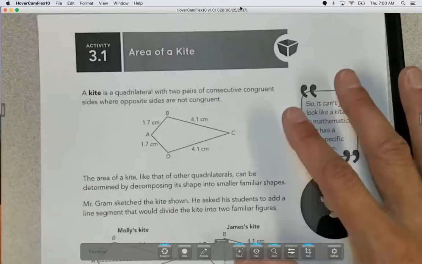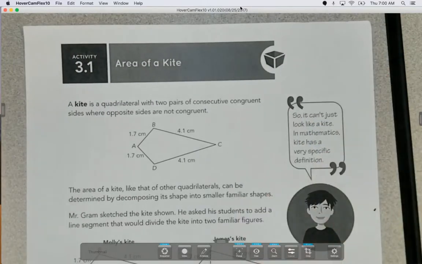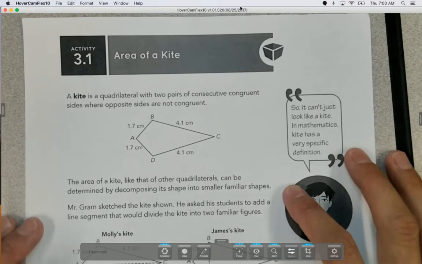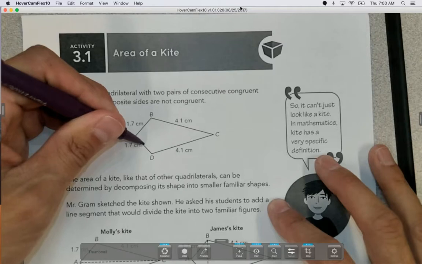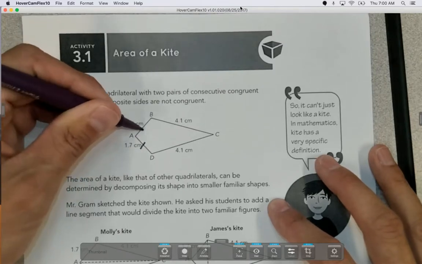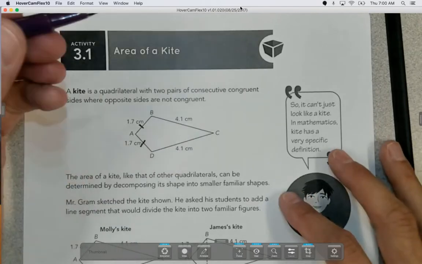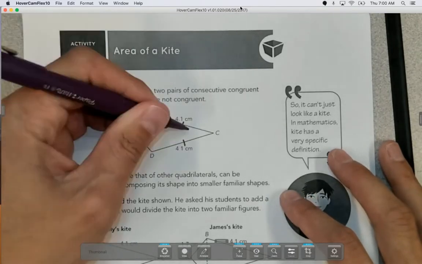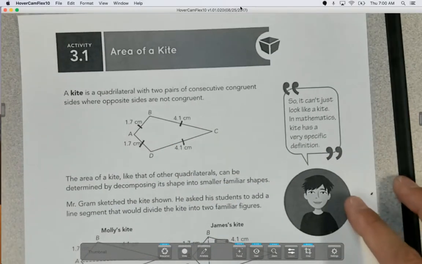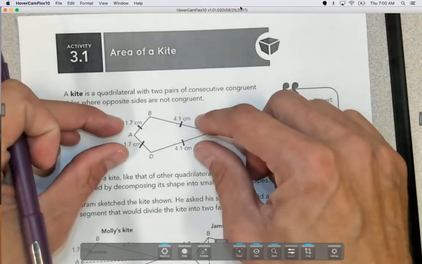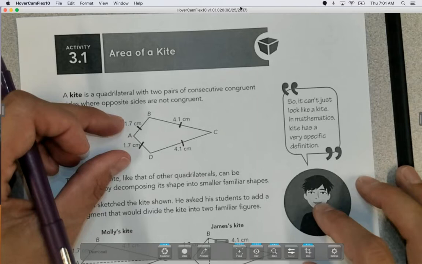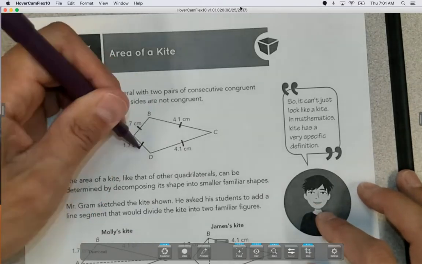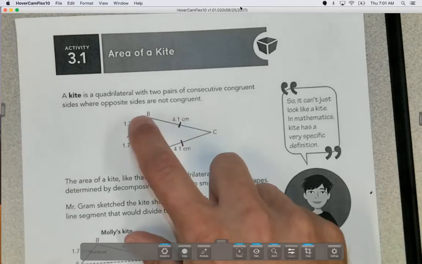Alrighty, here, activity 3.1, the area of a kite. A kite is a quadrilateral with two pairs of consecutive congruent sides where opposite sides are not congruent. We talked about consecutive being next to each other, so 1.7 and 1.7, they're next to each other, so they're congruent. And then this one's 4.1, 4.1, and they're next to each other, so they're congruent. So one pair of congruent sides, a second pair of congruent sides. They're consecutive because they're next to each other. Congruent means same size, same shape. The opposite sides are not the same. So 1.7 and 4.1, they're not the same.